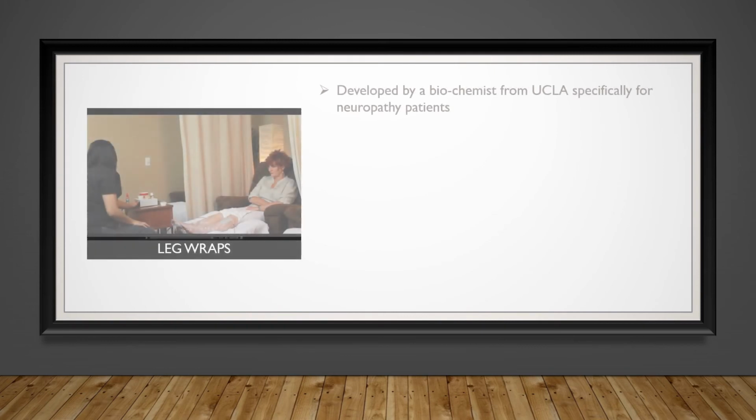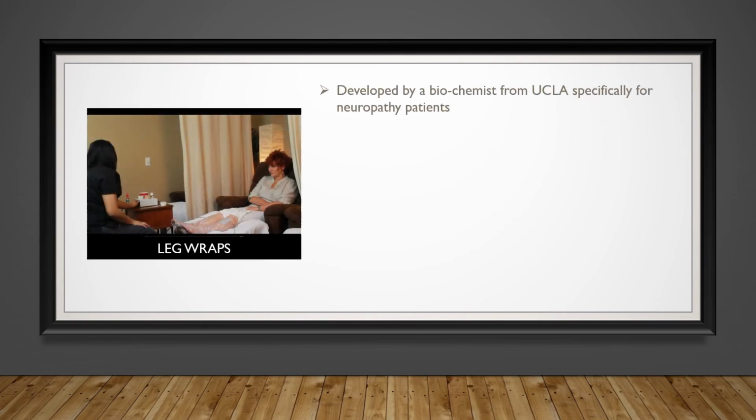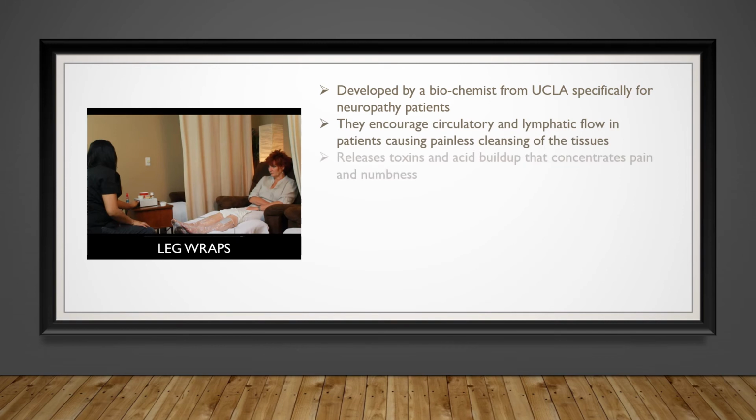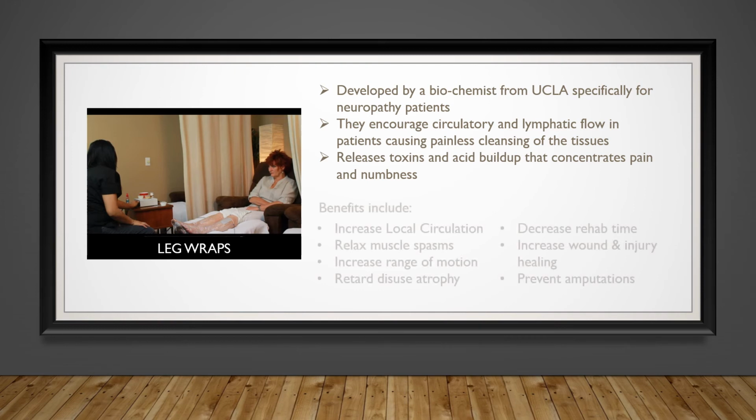The next therapy we utilize are the leg wraps. These were developed by a biochemist from UCLA specifically for neuropathy patients. They encourage circulatory and lymphatic flow in patients, causing painless cleansing of the tissues. It also releases toxins and acid buildups that are really common in neuropathy patients. These will concentrate the pain and numbness. The benefits are many, including increasing local circulation, reducing spasms, increasing range of motion, decreasing disuse atrophy, decreasing the rehab time, increasing wound and injury healing, and of course, eventually preventing the potential of amputations.